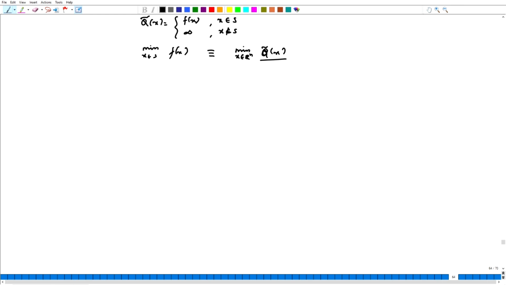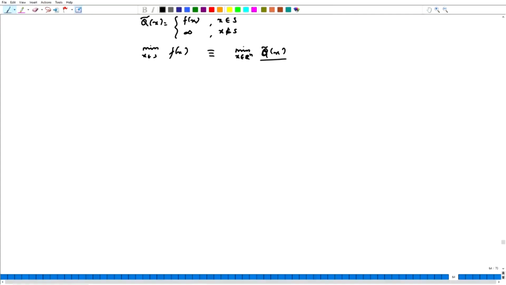We were able to use all the algorithms for minimizing f of x. All the algorithms that we had considered for unconstrained optimization, we had assumed f to be twice differentiable, not just differentiable. If q tilde of x is like what I have defined here, f of x when x is in S and infinity when x is not in S, obviously this function is not differentiable.